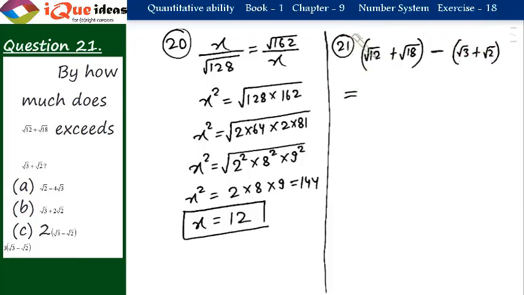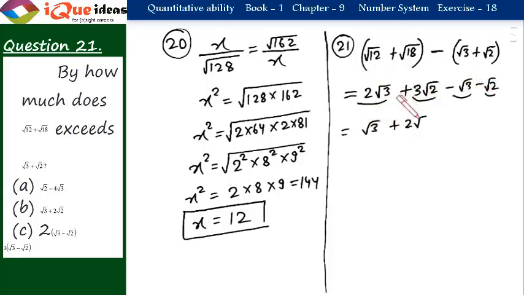Root 12. 12 is 4 into 3, so it will be 2 root 3, plus 18 is 2 into 9, so it is 3 root 2 because the square root of 9 is 3, so 3 root 2, minus the other side is root 3 and minus root 2. Now 2 root 3 minus root 3 will be root 3. Similarly 3 root 2 minus root 2 will be 2 root 2. So the final answer of the question is root 3 plus 2 root 2.